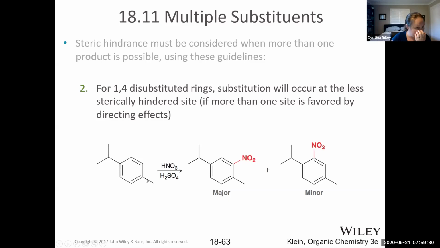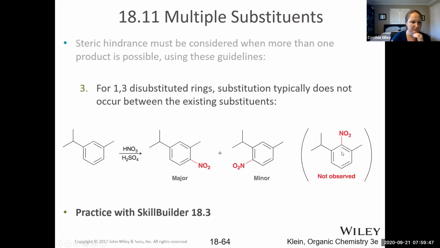So in this case, it's just going to be steric hindrance giving us the major product. Sterically, it's not as bad to put a nitro group next to the methyl compared to next to the isopropyl. Again, this is another steric situation.